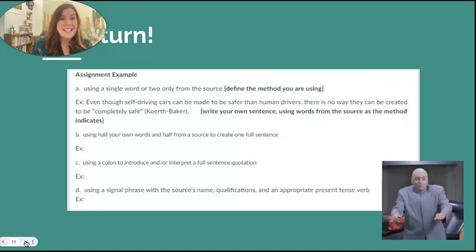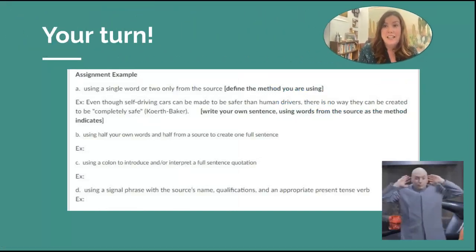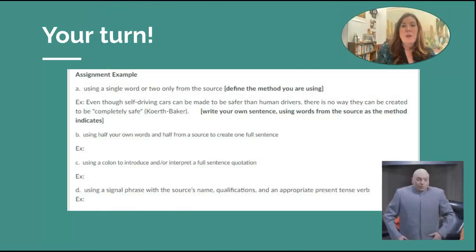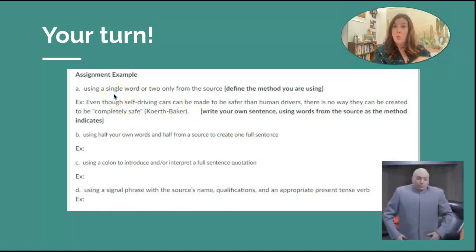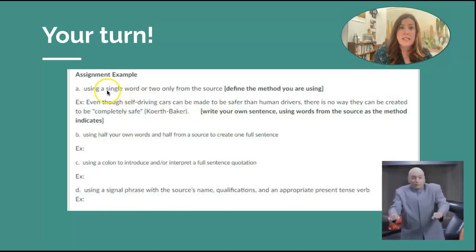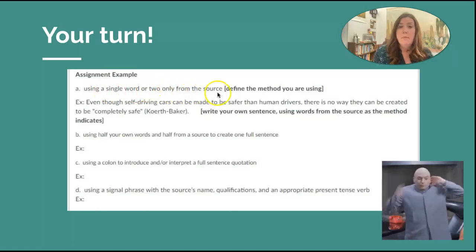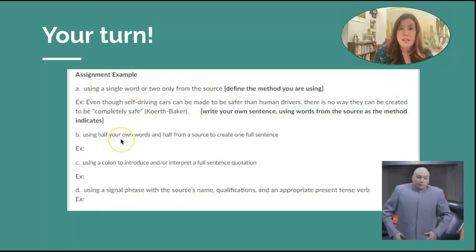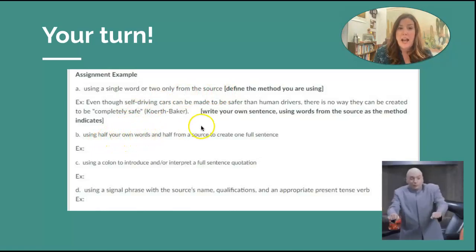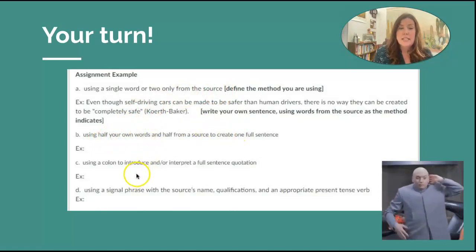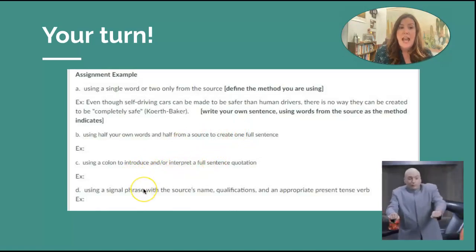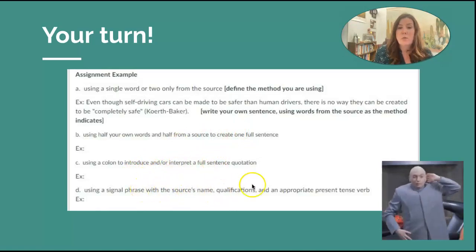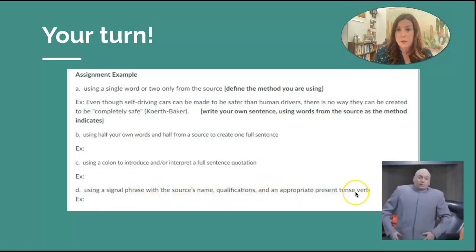Okay, it is your turn. Let's take a look at the assignment. So it is directly what I just showed you. For your first one, give me one sentence where you're quoting from one of your sources, where you're using a single word or two from the source. B, use half your words and half from a source to create one full sentence. C, use a colon to introduce and or interpret a full quotation. And D, use a signal phrase with the source's name, qualifications, and appropriate present tense verb.